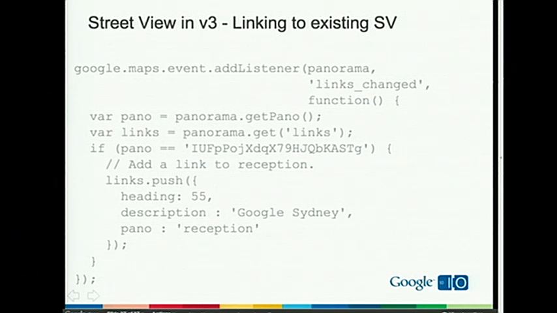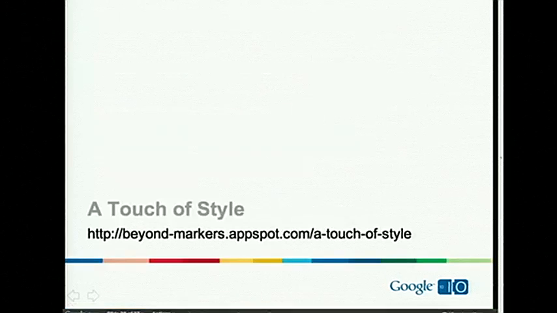We get the links for the existing panorama, and we check if this is the Pano ID that we care about. In this case, this one is on Darling Island Road outside the Google office. We just add our link to that, the link that goes into Google Sydney and will send us to reception. Great. That's cool. Easy. That easy.